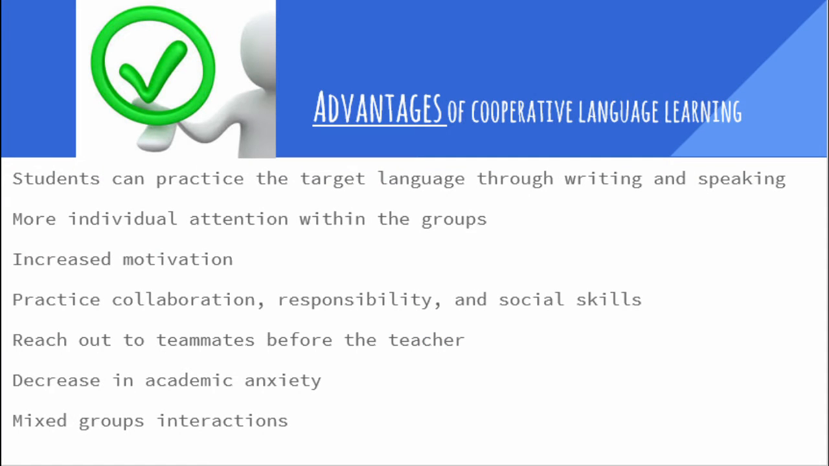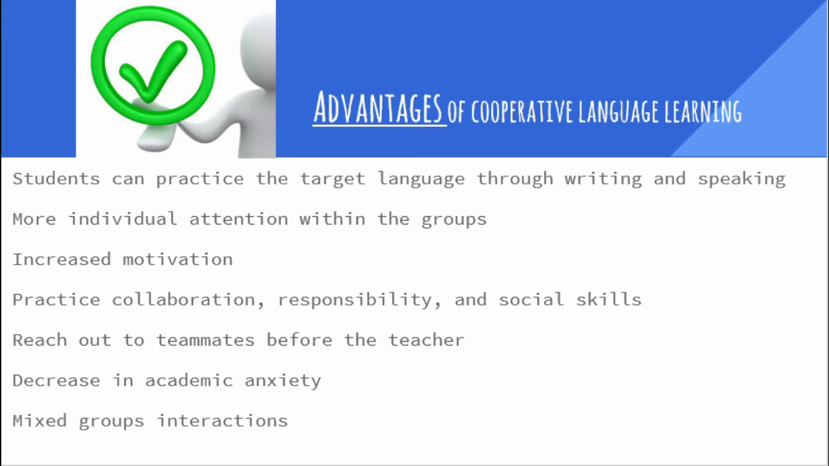So, advantages. Students practice the target language through writing and speaking. It boosts their accuracy, fluency, and confidence. Peers speak in an informal and more comprehensible language. There's more individual attention within the groups. Sometimes when you raise your hand, not everyone's going to get called on, there's not enough time. But within a group of 4, it's less intimidating, you don't have to raise your hand. You can speak, taking your turn, obviously, and say what you think.